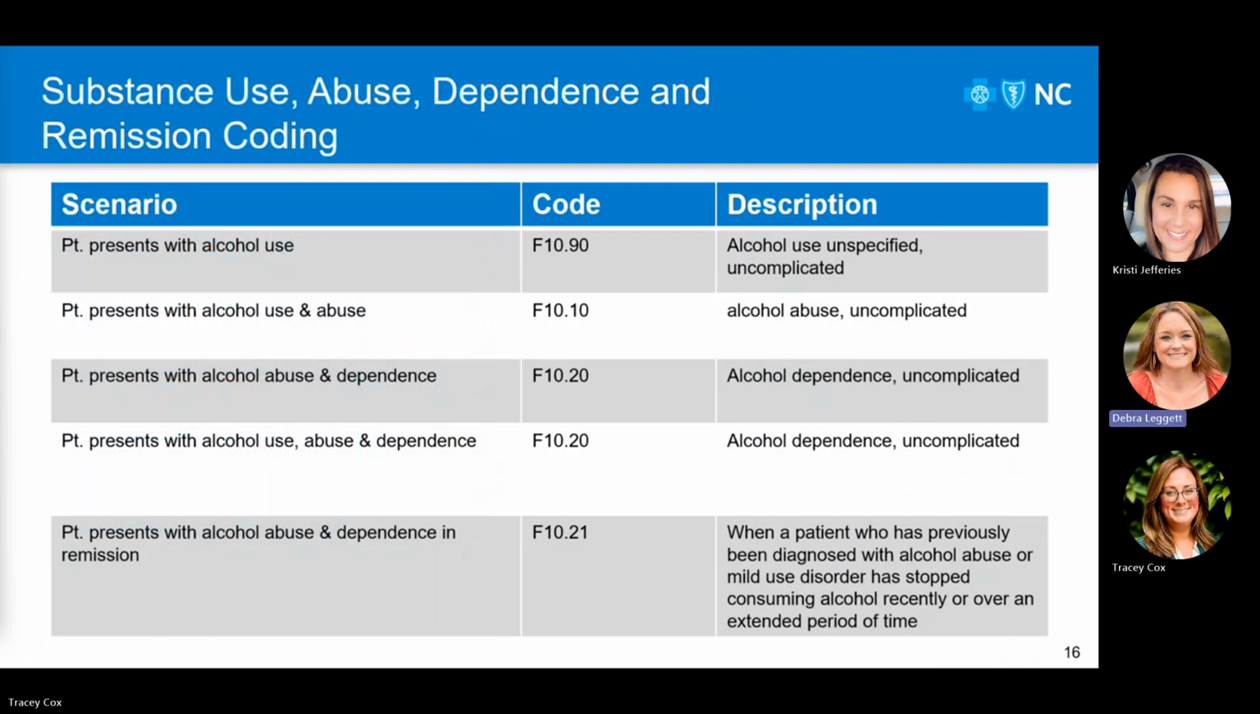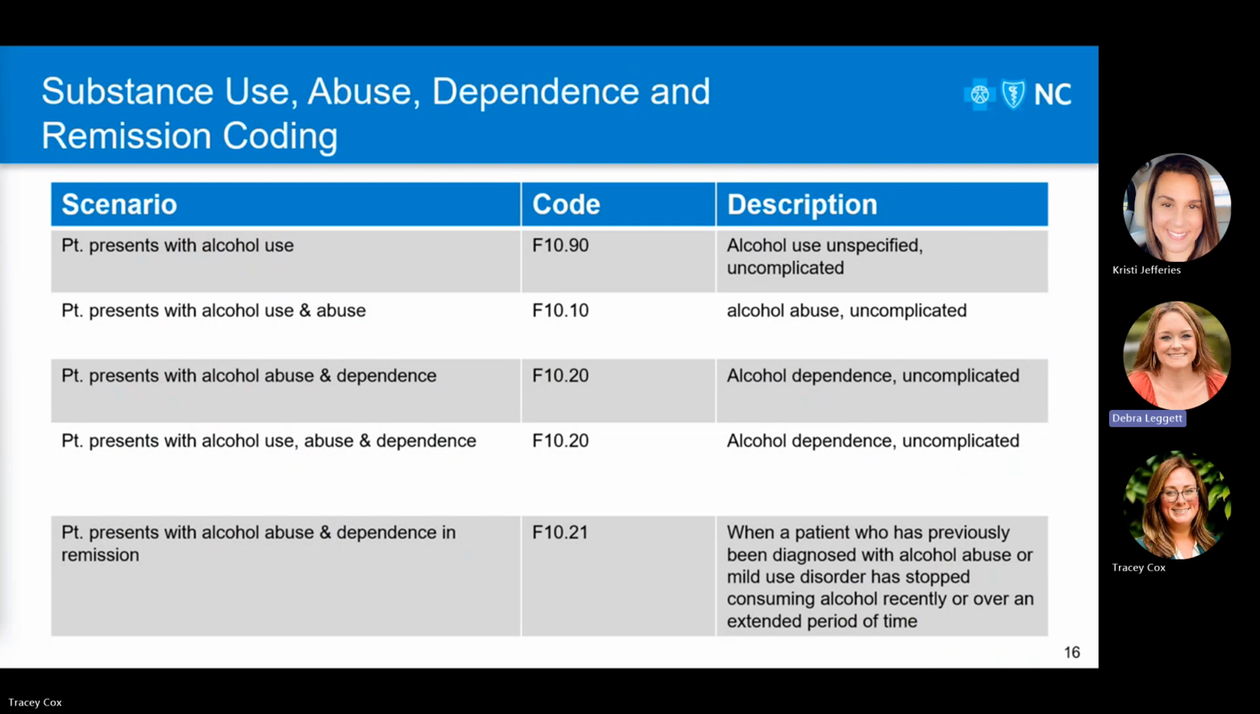Let's review a few scenarios regarding use, abuse, and dependence. The patient presents with alcohol use, code F10.90. This code is used for general alcohol use that is unspecified and uncomplicated. It applies when a patient consumes alcohol but doesn't meet the criteria for abuse or dependence. The second scenario, the patient presents with alcohol use and abuse. You would code F10.10. This one is for alcohol abuse without dependence. It's for when a patient shows harmful drinking patterns, causing significant impairment or distress, but hasn't developed dependence.